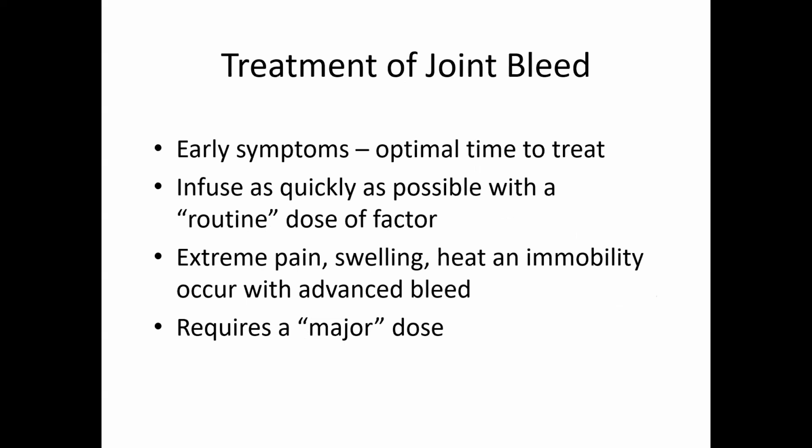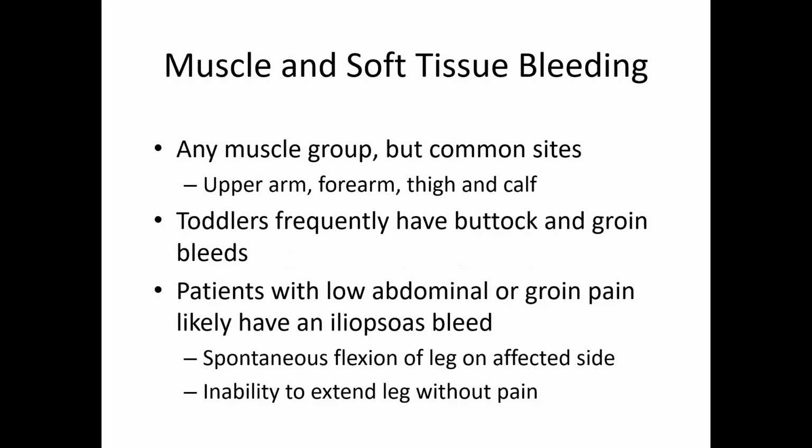So like for the different bleeds, our aim is to detect the early symptoms and treat as quickly as possible. Infuse the dose that is recommended. Some will present with extreme pain, swelling, heat, and immobility in advanced bleeds, and require a major dose, quote unquote. Muscle and soft tissue bleeding can occur in any muscle group, but common sites are the upper arm, forearm, thigh, and calf. These are very common bleeding sites.